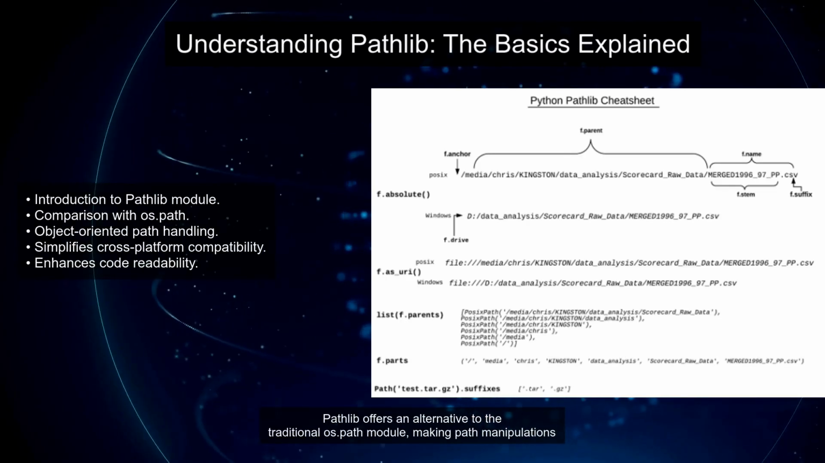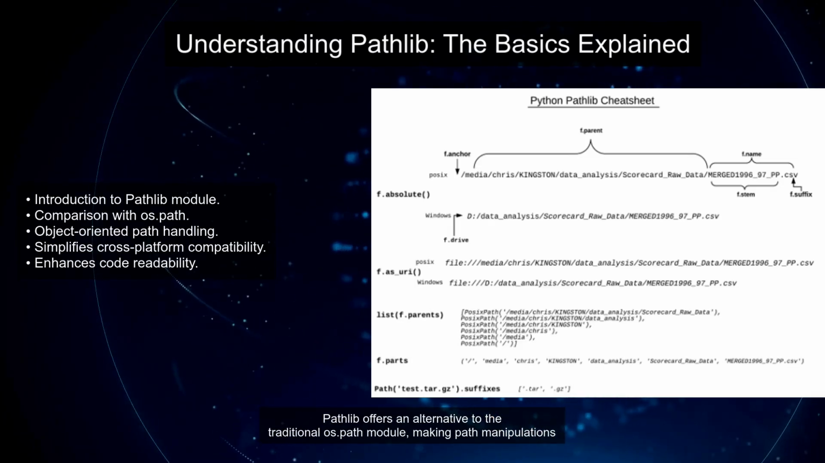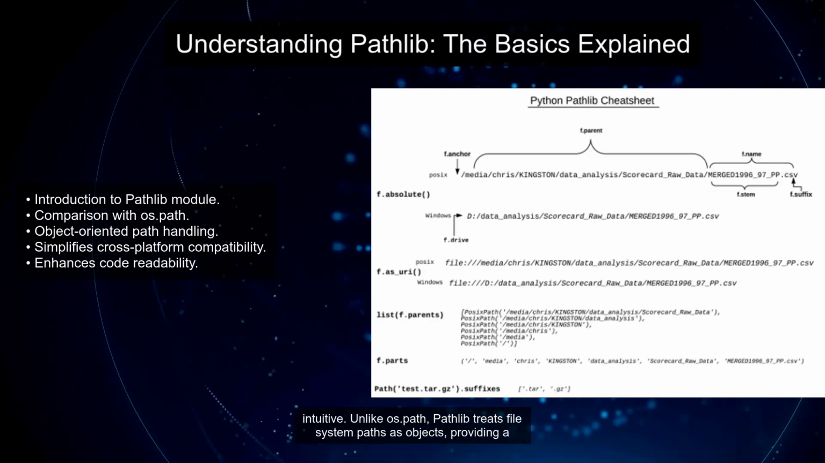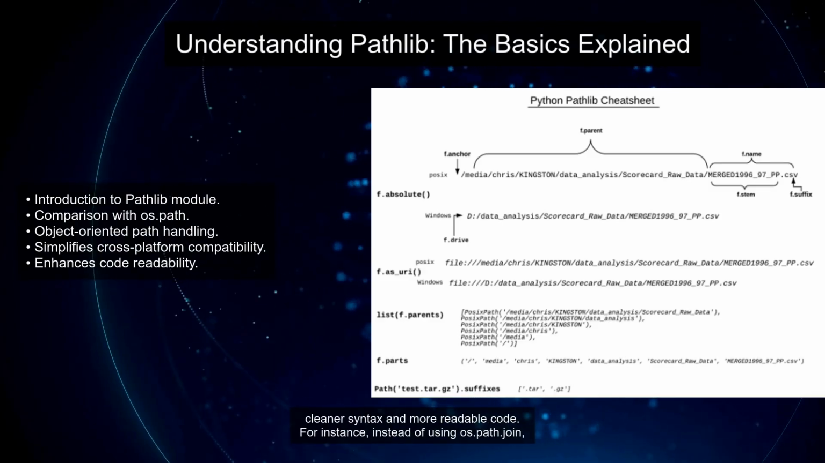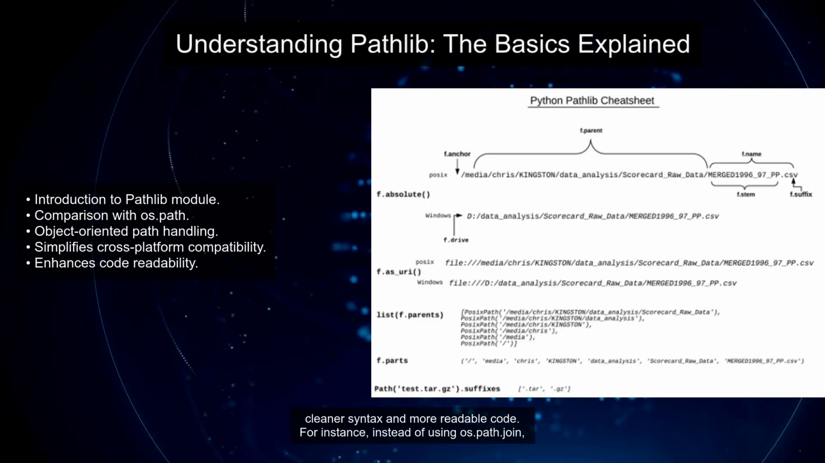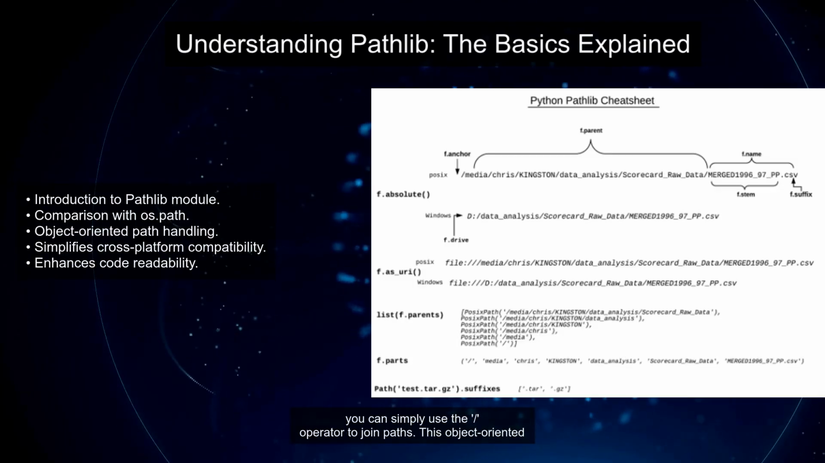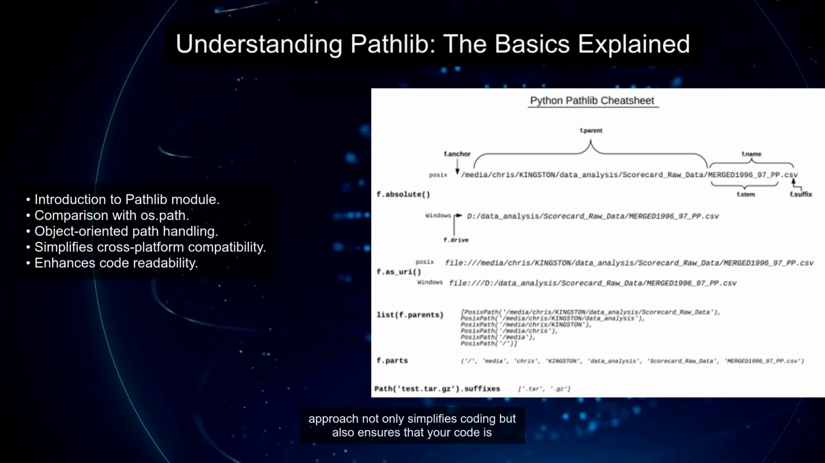Pathlib offers an alternative to the traditional os.path module, making path manipulations intuitive. Unlike os.path, Pathlib treats file system paths as objects, providing a cleaner syntax and more readable code. For instance, instead of using os.path.join, you can simply use the / operator to join paths.